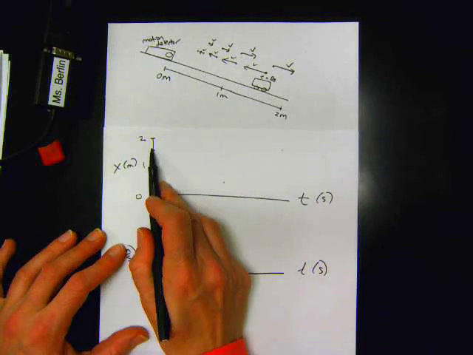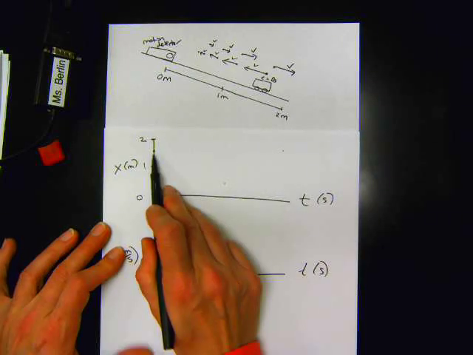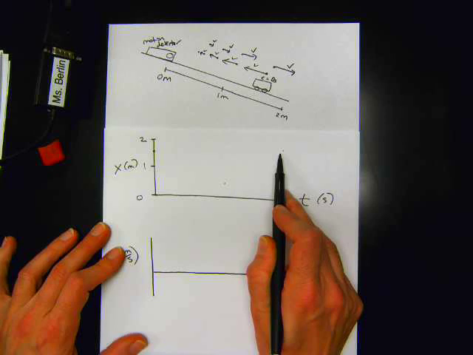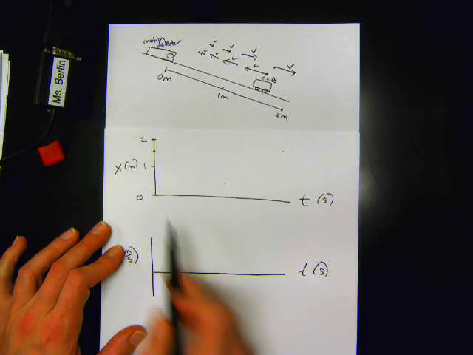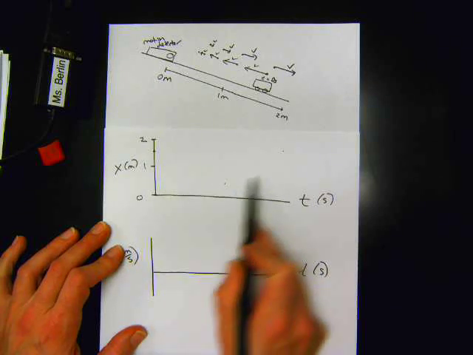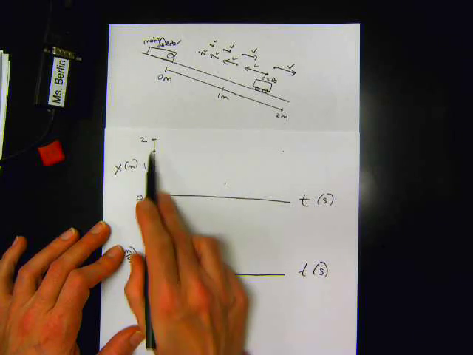But I'm not expecting a straight line. That would be if it had constant velocity, and this has changing velocity. So it's going to get slower and then faster. Remember that the slope of the position graph has to do with the speed. The steeper it is, the faster it is.